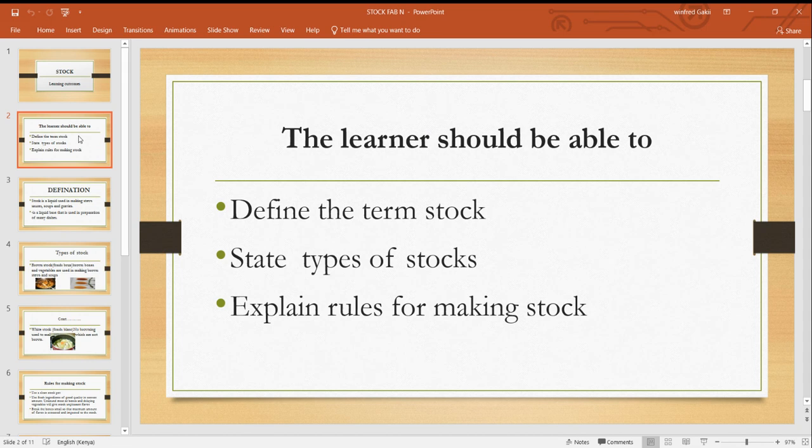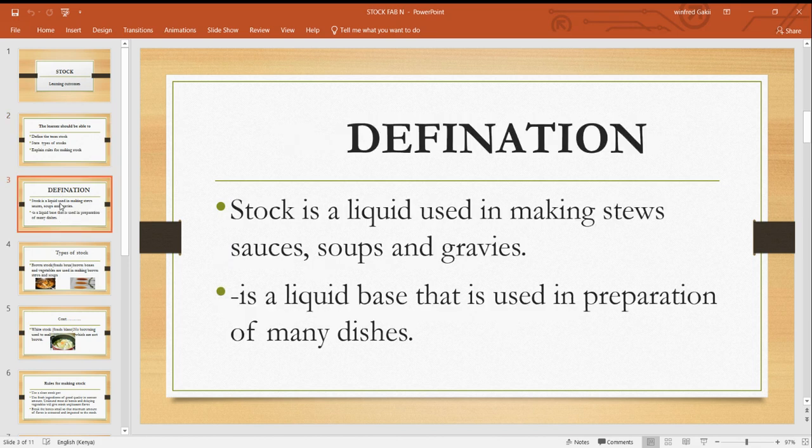So the learner should be able to define the term stock, and then state types of stock. Then after that, explain the rules for making stock. First of all, we need to know what stock is. So we have stock as a liquid used in making stews, sauces, soups, and gravies. It can also be defined as a liquid base that is used in preparation of many dishes.